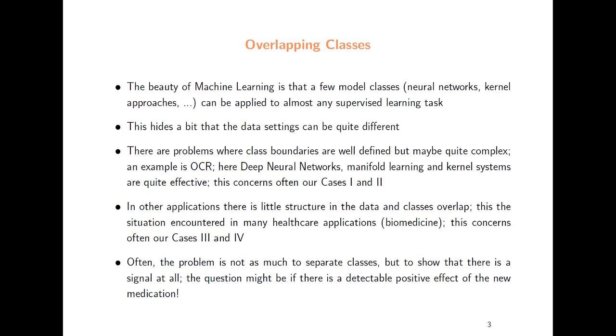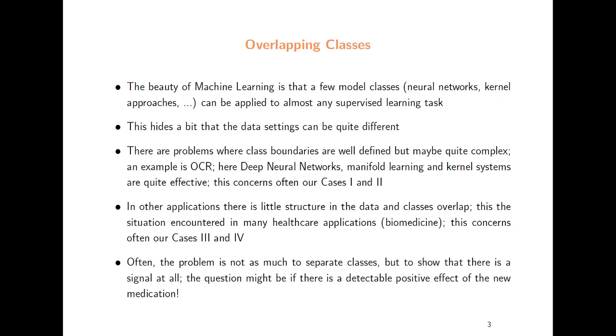The nice thing about machine learning is that a few model classes like neural networks, kernel approaches, and so on can be applied to almost any supervised learning task. But this hides a bit that the data settings can be quite different. So we have inputs and outputs, and we train a neural network, and we might get good performance, but the data situation can be quite different in different situations.